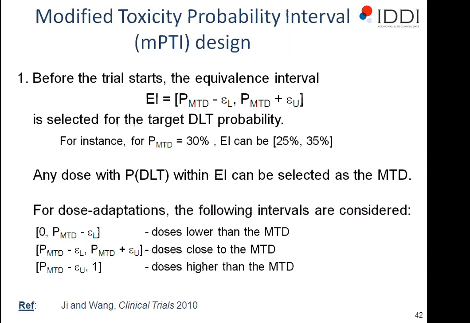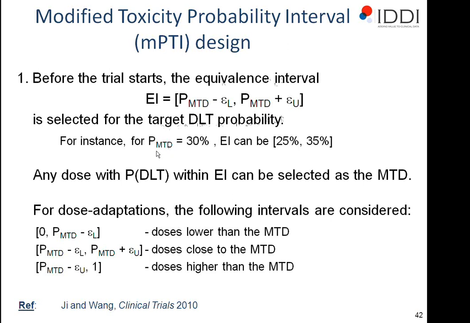Now, recently, this design, the modified toxicity probability interval, has been proposed. It looks at improving the efficiency of the 3+3 design, but also tries to address the practical implementation issues. So essentially, what happens is that before the trial starts, the so-called equivalence interval is selected for the target DLT probability.